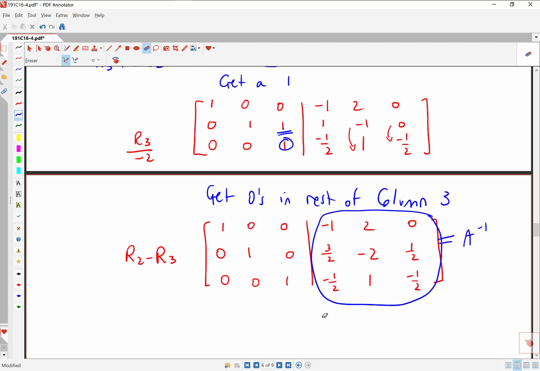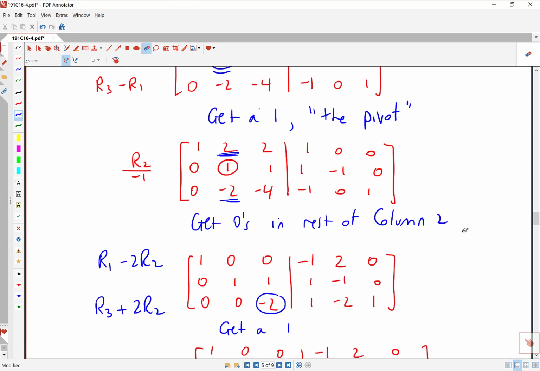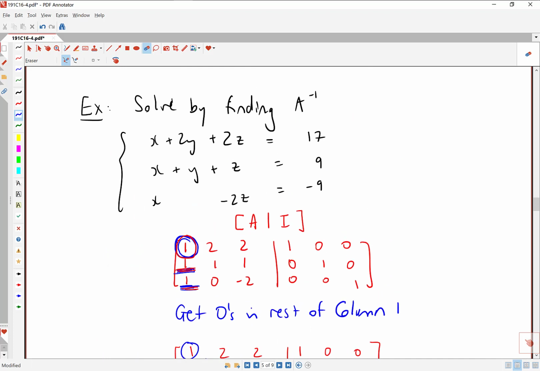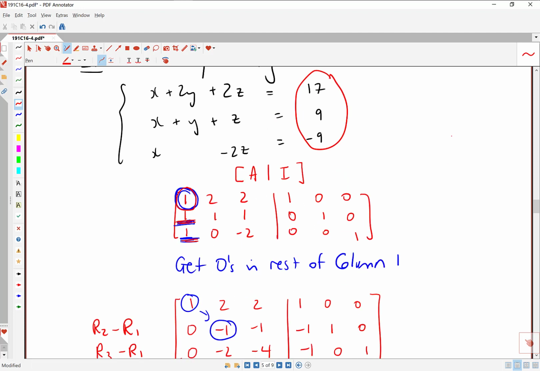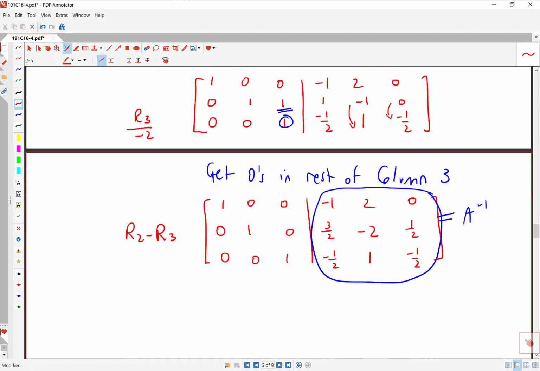So let's just scroll back to the original problem for a moment and we'll just see where we're at. So here was the original problem. We wanted to solve the system by finding A inverse. Okay, so we found A inverse. The last little piece of the problem is going to be to use that formula x equals A inverse times B. And to do that, we're going to need to know what the constants for our system are. So let's just store these constants away in our memory. 17, 9, negative 9.